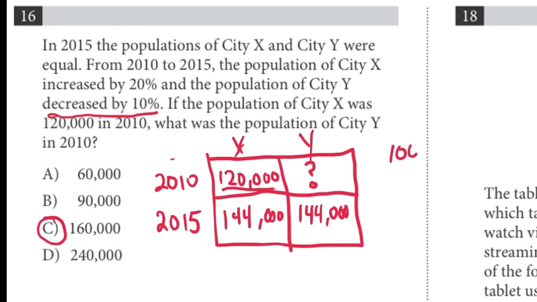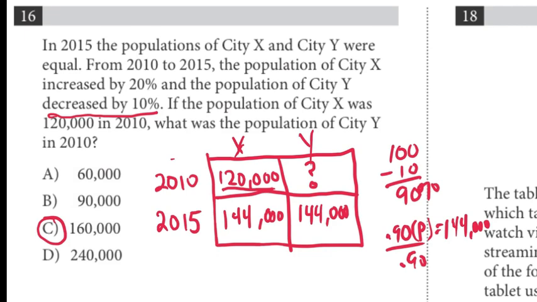100%. You have 10% off of that. That's 90%. So 90% of the population, call it P, equals 144,000. Divide by 0.90. Divide by 0.90. And you'll get 160,000. Answer choice C.